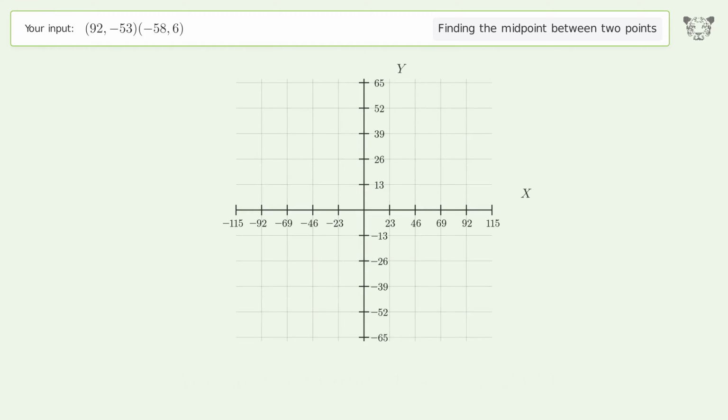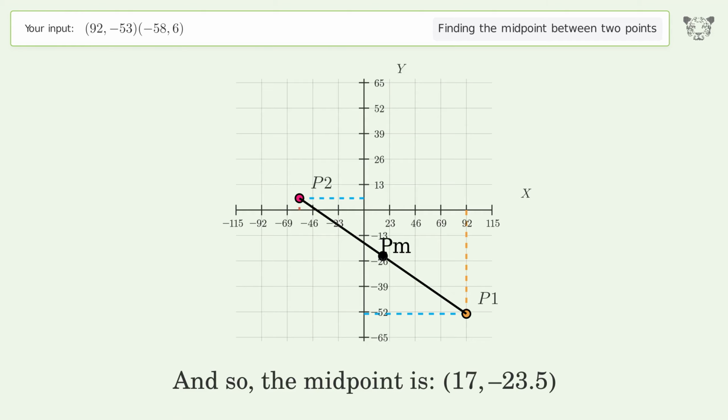And so, the midpoint is 17, negative 23.5.